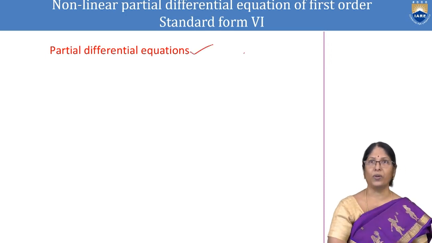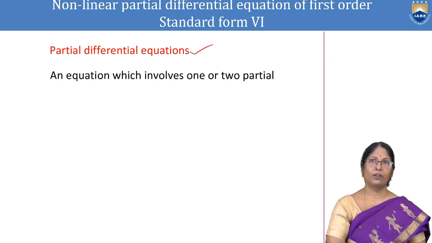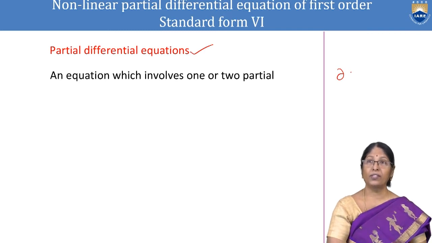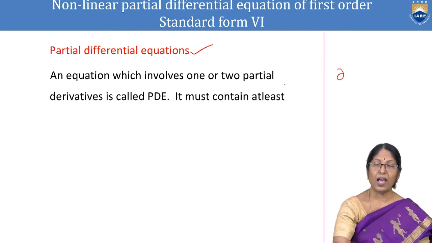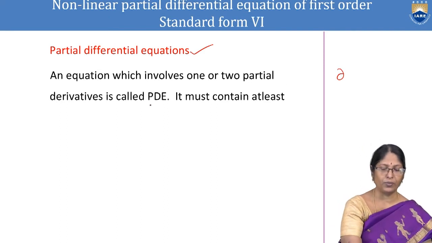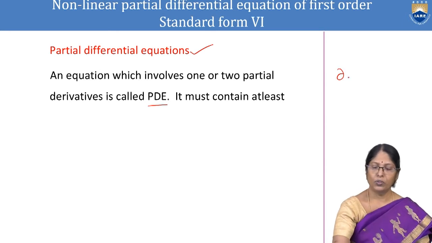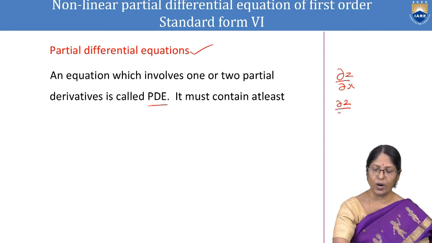Partial differential equations: the equation which has partial derivatives. If it has partial derivatives, mathematically how should it be written? The symbol dou is the representation of a partial derivative. If it has one or two partial derivatives, we can simply call it a PDE, or partial differential equation. So dou z by dou x or dou z by dou y.